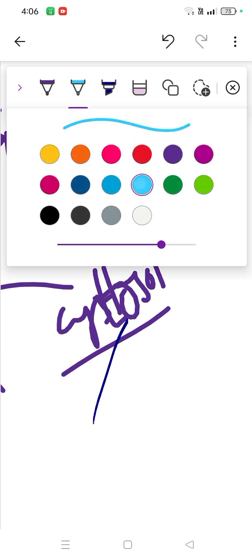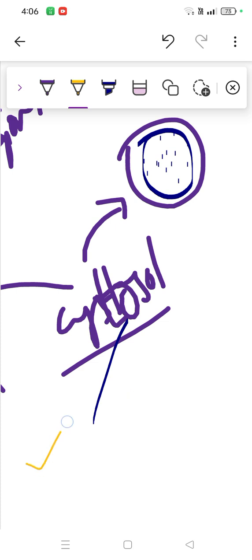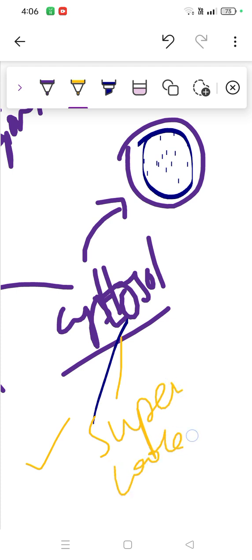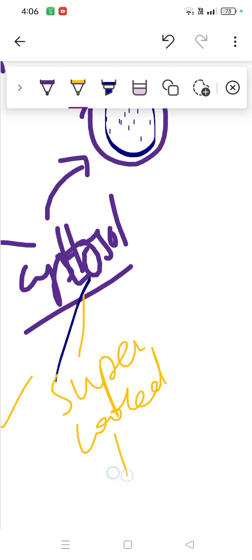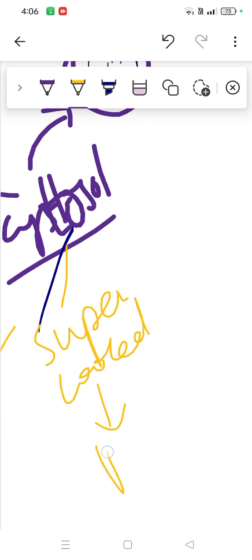Then after that, the cytosol is supercooled below the freezing point without the formation of ice. So I'm sure it's clear to you.